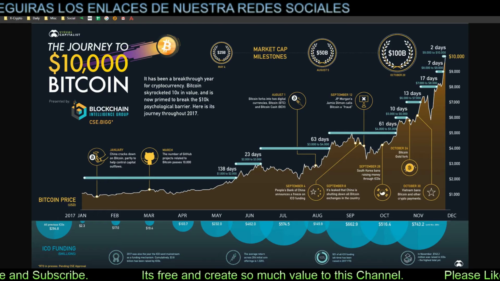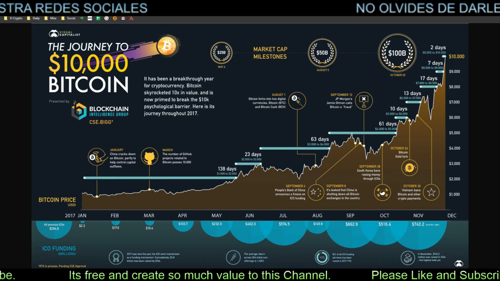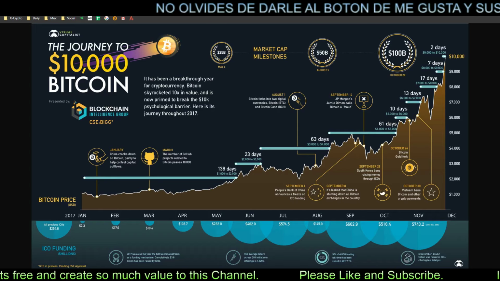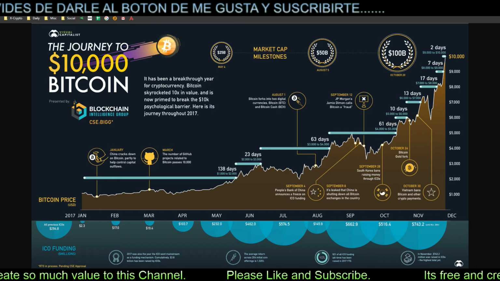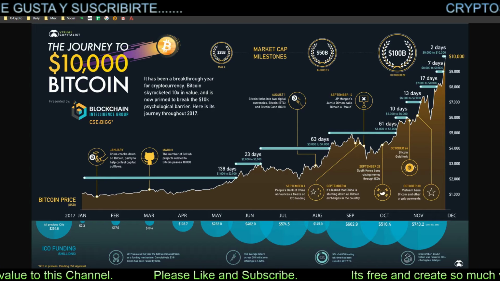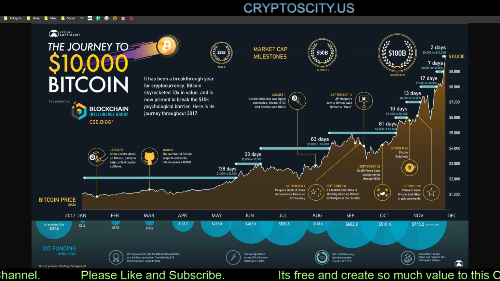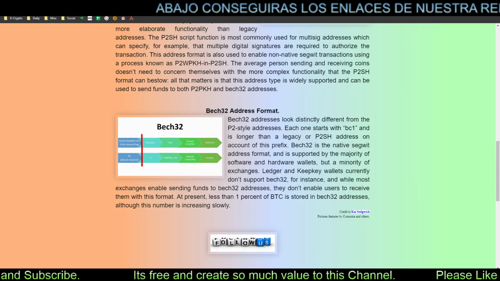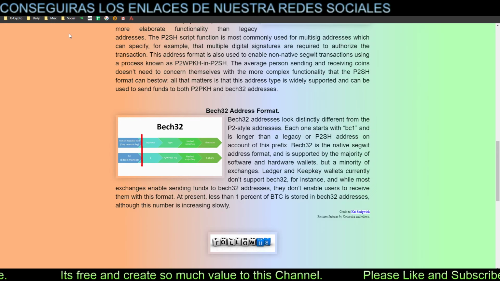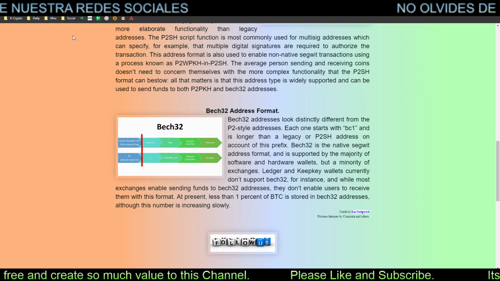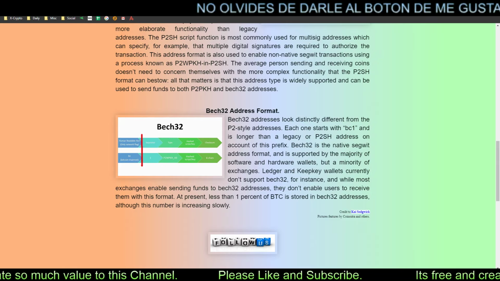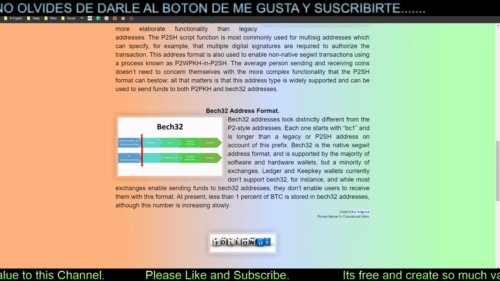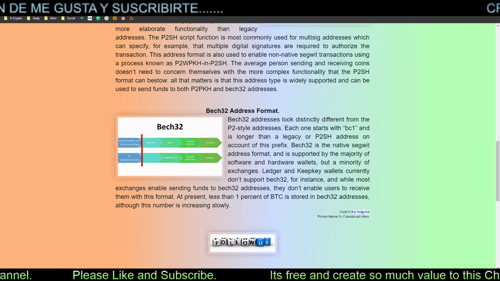P2WPKH and P2SH. The average person sending and receiving coins doesn't need to concern themselves with the more complex functionality that the P2SH format can bestow. All that matters is that this address type is widely supported and can be used to send funds to both P2PKH and Bech32 addresses.